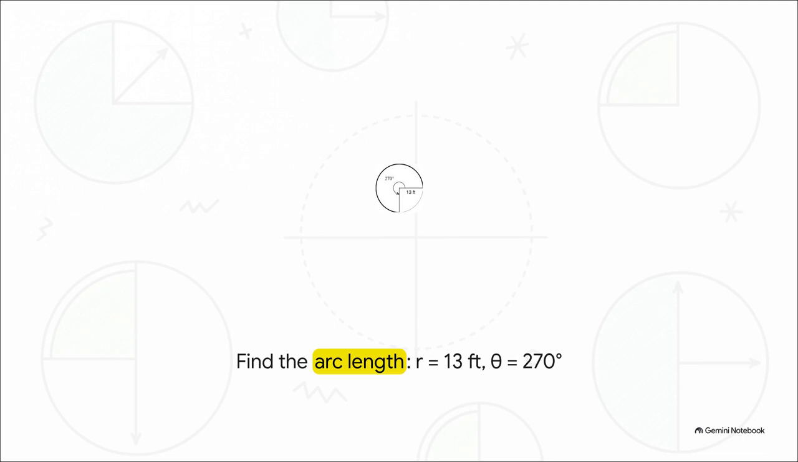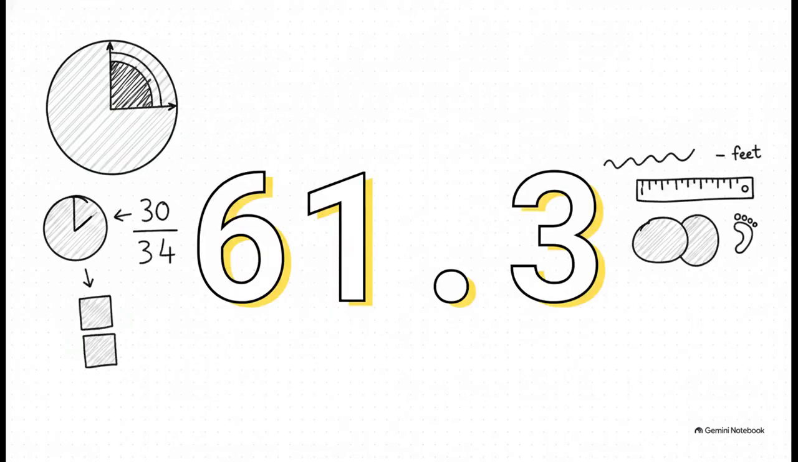Take a second. Think about setting up your fraction. 270 over 360 times 2 times pi times 13. Okay, if you got 61.3 feet, great job. You successfully applied the part-to-whole arc length formula. You essentially multiplied the fraction 270 over 360, which reduces down to 3/4, by the full circumference of 26 pi. The unrounded calculation is 61.26, which rounds perfectly to 61.3 feet.